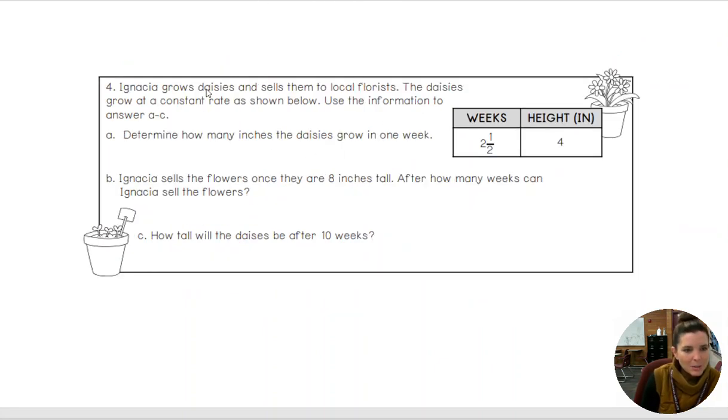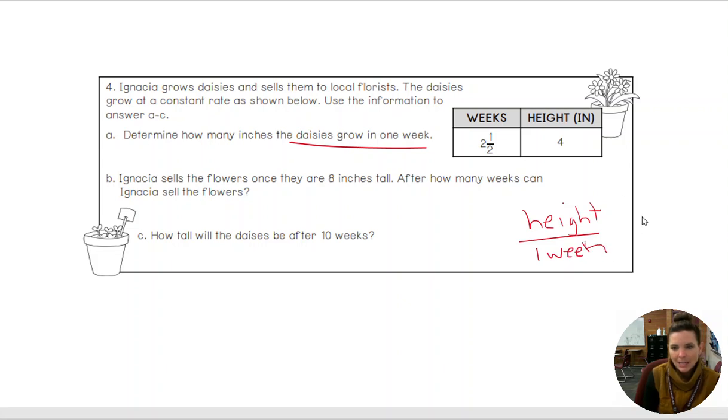Okay, let's go through question number 4. Ignacia grows daisies and sells them to local florists. The daisies grow at a constant rate as shown below. Use the information to answer A through C. So determine how many inches the daisies grow in 1 week. So if we want to know how many inches the daisies grow in 1 week, then we are going to have to do height on the top. We want to know the height in 1 week. So that's how we're going to go ahead and set up our unit right here.